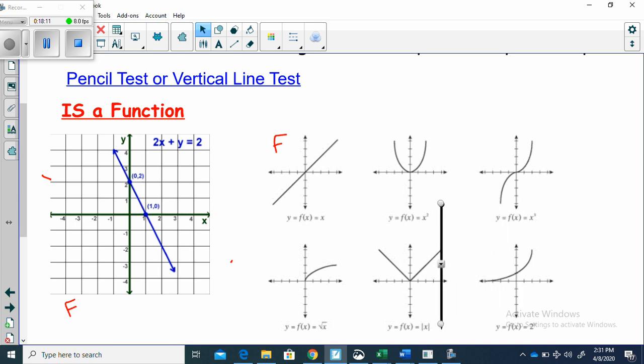What about here? There's only 1 point that I intersect the line at every place where I go. How about this one? There's only 1 point where I intersect the line everywhere I go. All of these are functions. Let's go down here at the bottom. I've got a couple of others that are not functions that I want you to see.